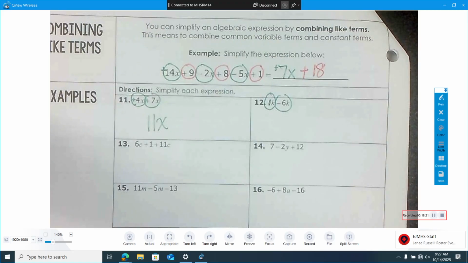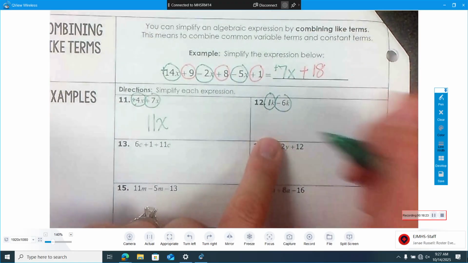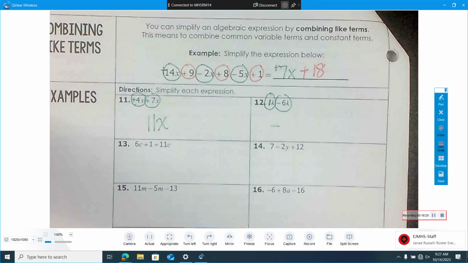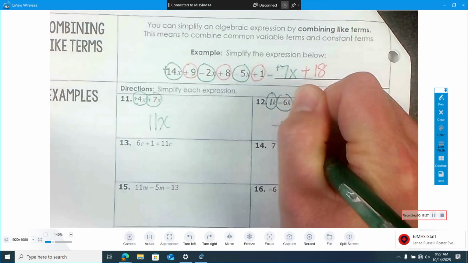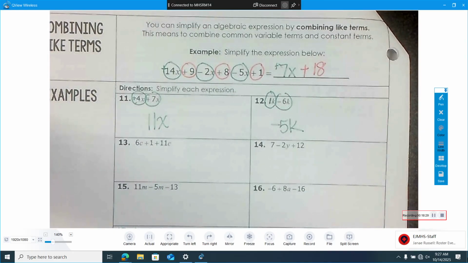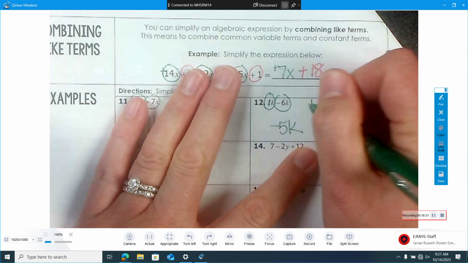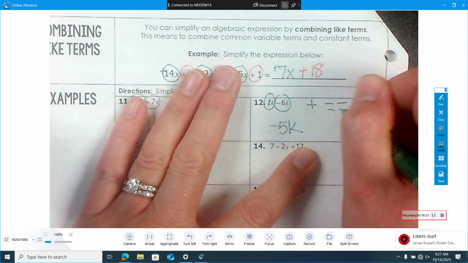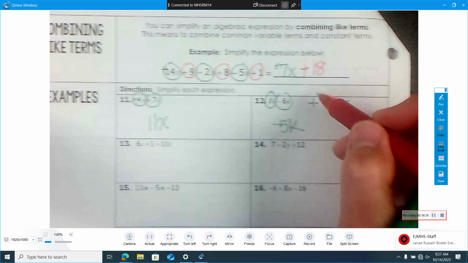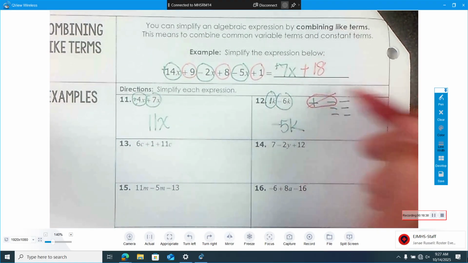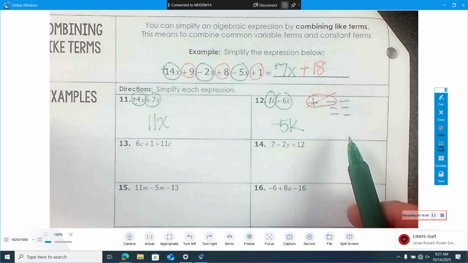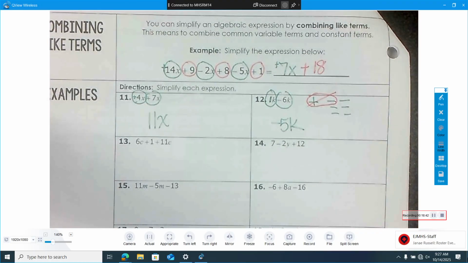They go to war. Who's going to win, positives or negatives? Negatives are going to win by how many? 5. So we have a negative 5k. Again, you can think about it like a positive 1 and 6 negatives. A positive and negative go to war and cancel each other out, and so we're left with 5 negatives. This is where you get good at adding integers, okay?